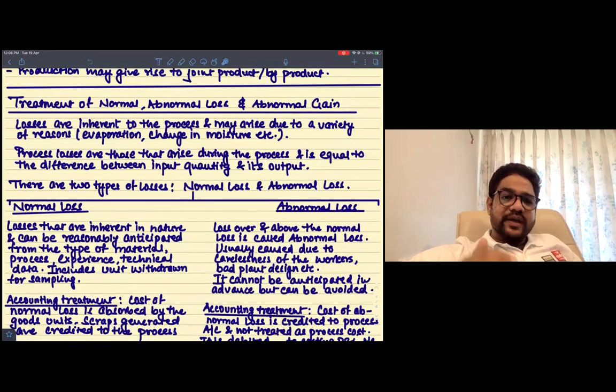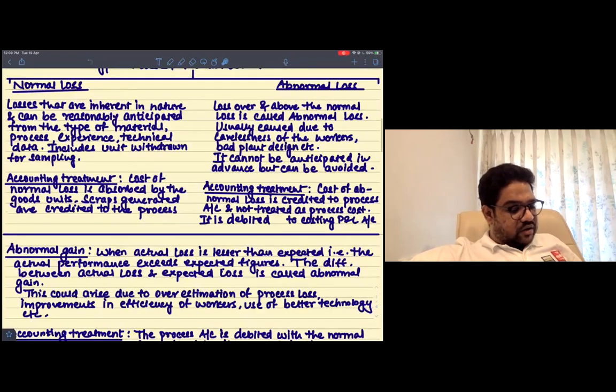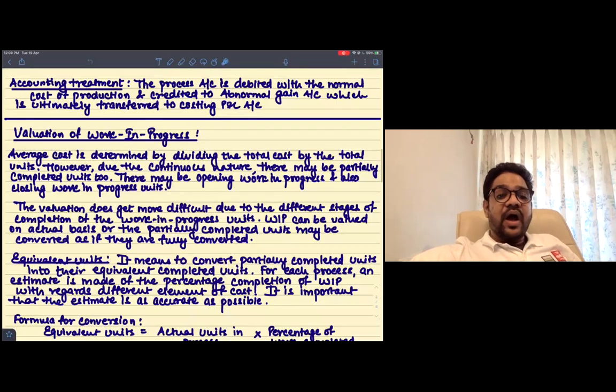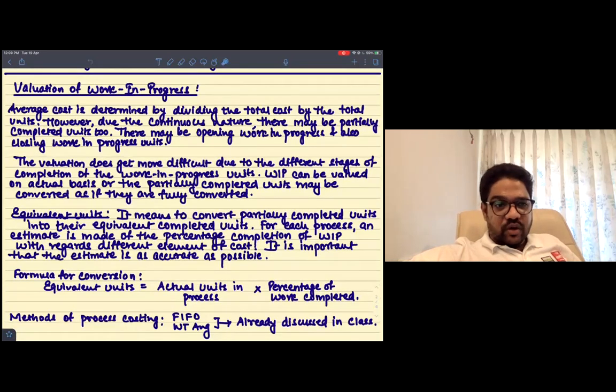Now, next topic that we have is the treatment of normal loss, abnormal loss, and abnormality. We have been doing this in questions already, so I'm not going to put in time here. What I want you to do is just read it out and see what needs to be done. There's nothing much here. And then you have the valuation of WIP. For the valuation of WIP, we have two methods. One is FIFO, and the second is the weighted average.